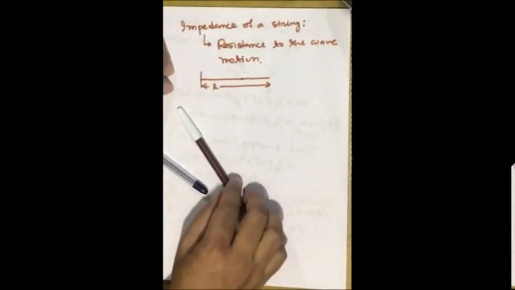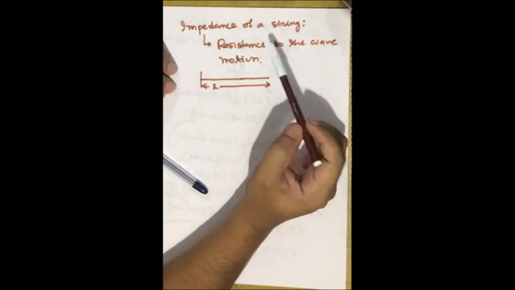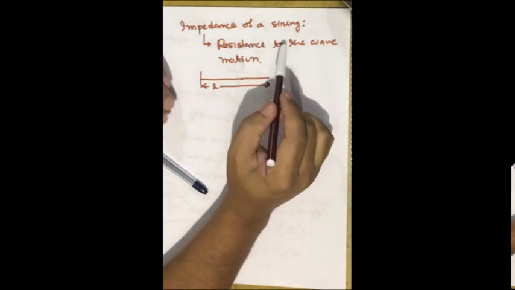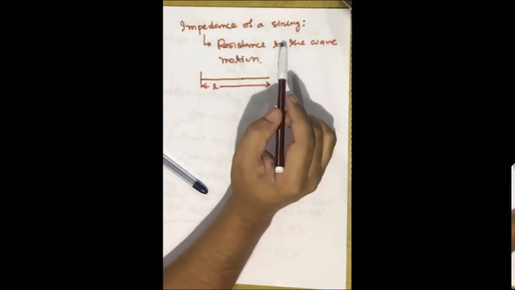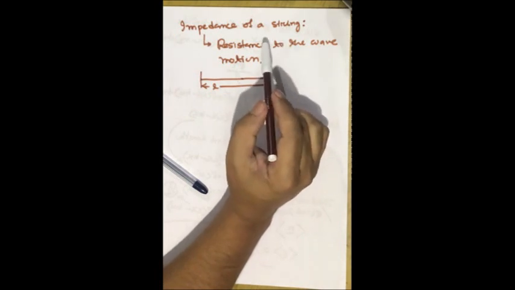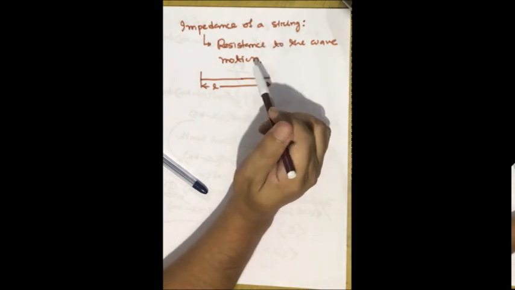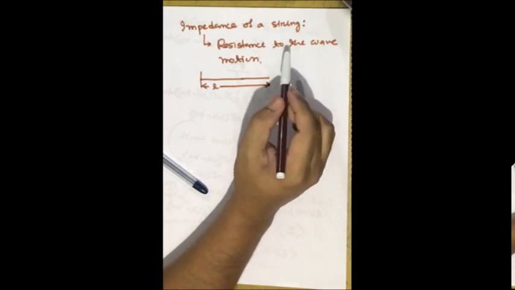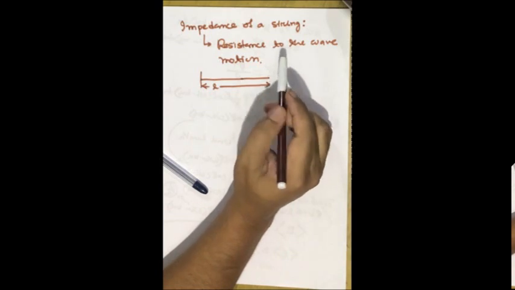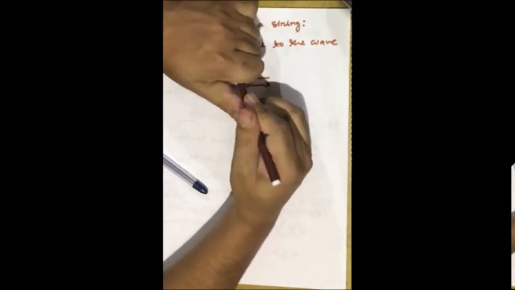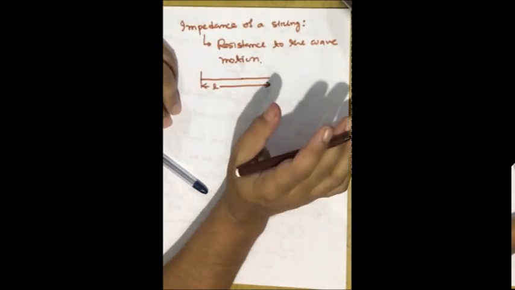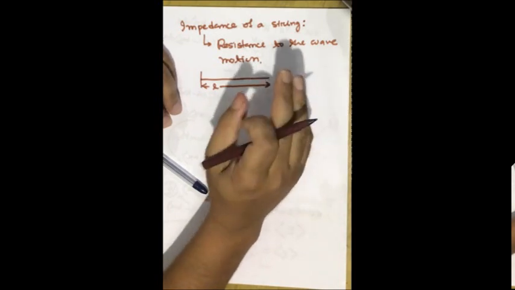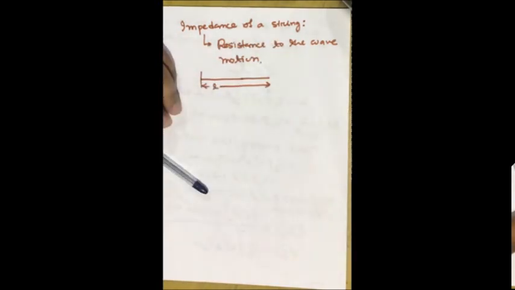Good morning, students. In this part of the video, we are going to discuss the impedance of a string. First, let us understand what we mean by the impedance of a string. The impedance of a string is defined as the resistance to the wave motion as it propagates through the string. There are two sources in the string which will offer resistance to the wave motion. That means as the wave propagates, the string will resist the wave propagation.